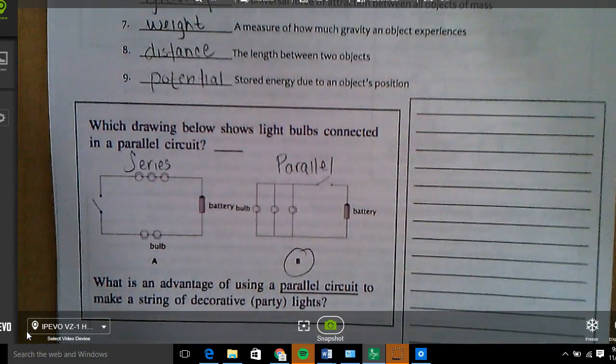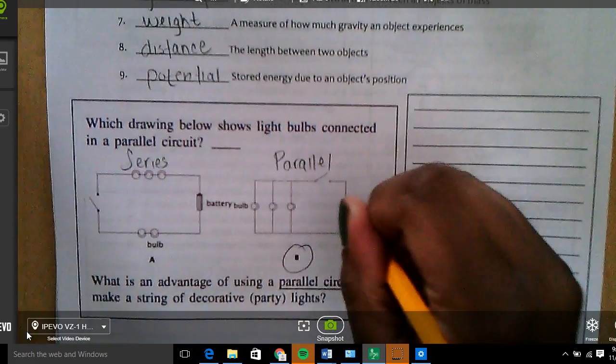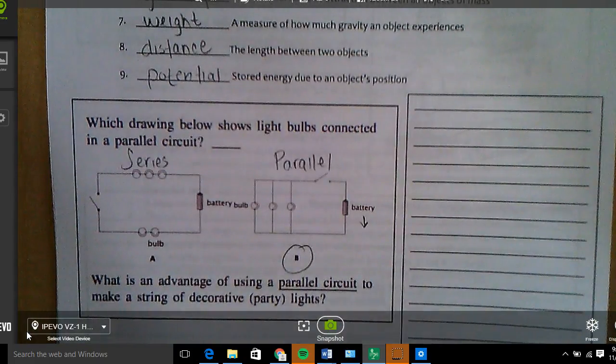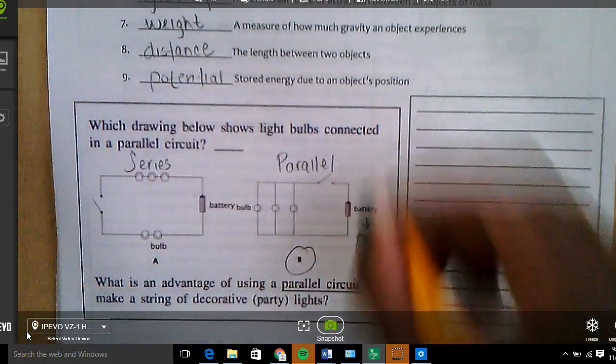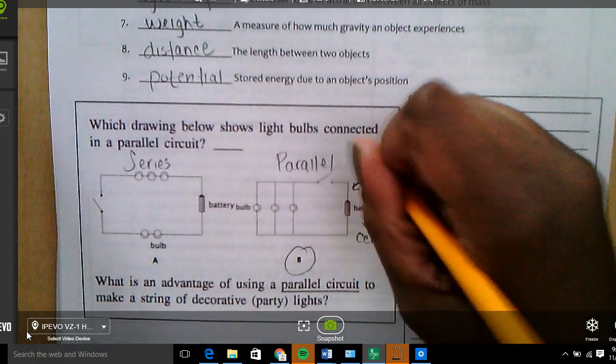Now, we're going to focus only on our parallel circuit and label all of the components. The battery should be called the what? Very good. This line going around is the what? Conductor, wire. Very good.